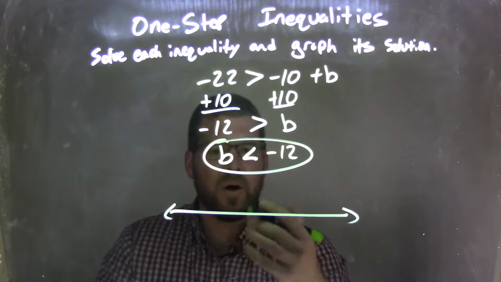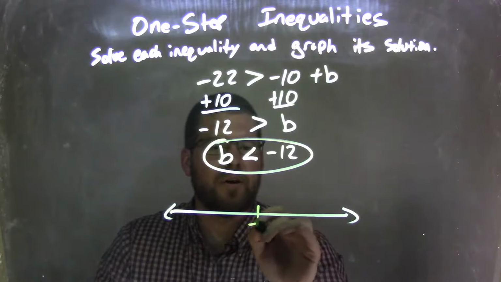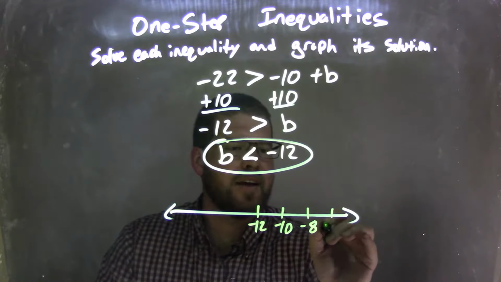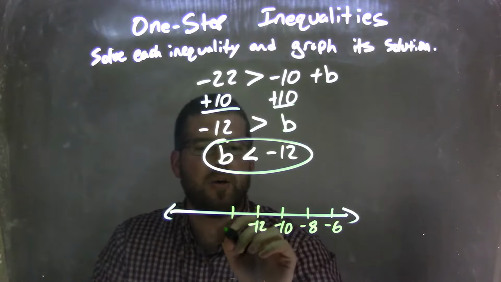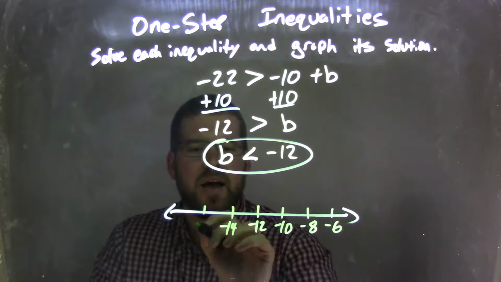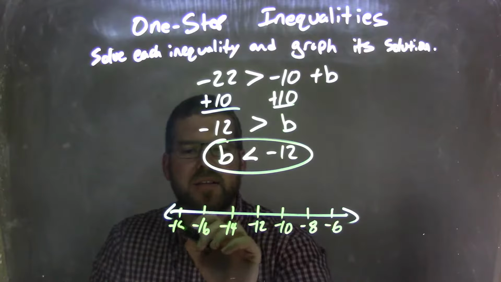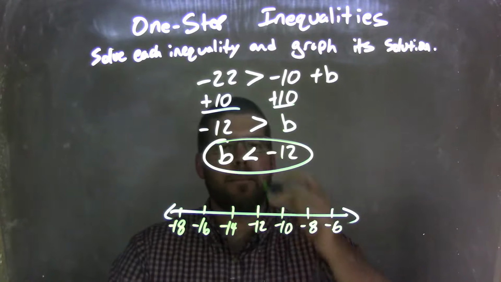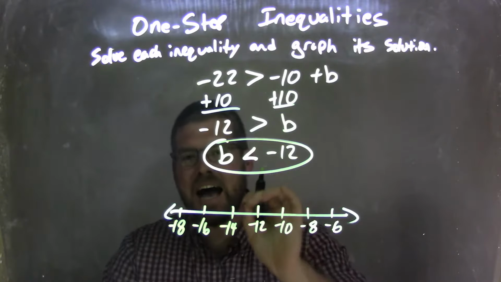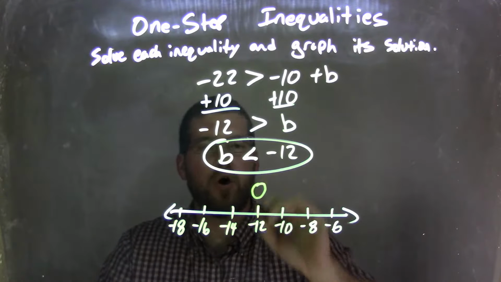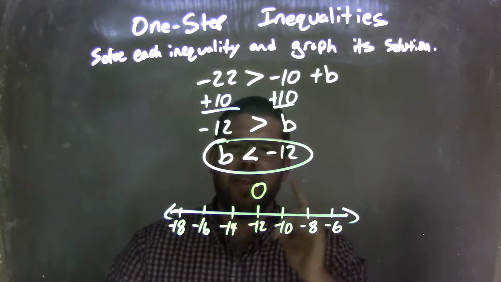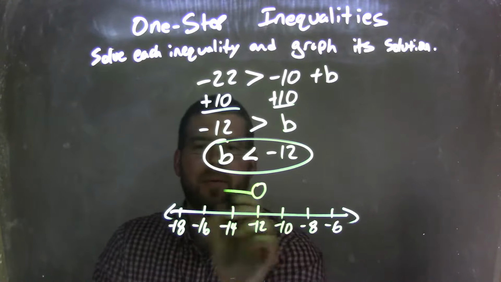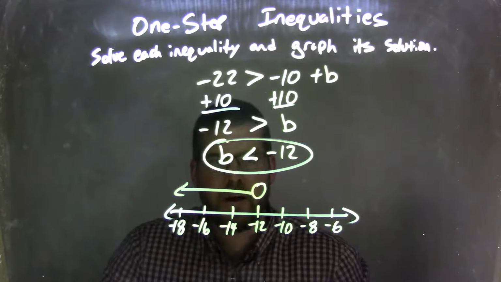I'm going to put negative 12 down, right here. Then we have negative 10 to the right, negative 8, and negative 6, and going by 2's to the left, negative 14, negative 16, and negative 18. Well, b is less than negative 12. Because it's just the less than sign and not equal to negative 12, we have an open circle at negative 12. Then from there, I'm going to put my arrow to the left of negative 12.